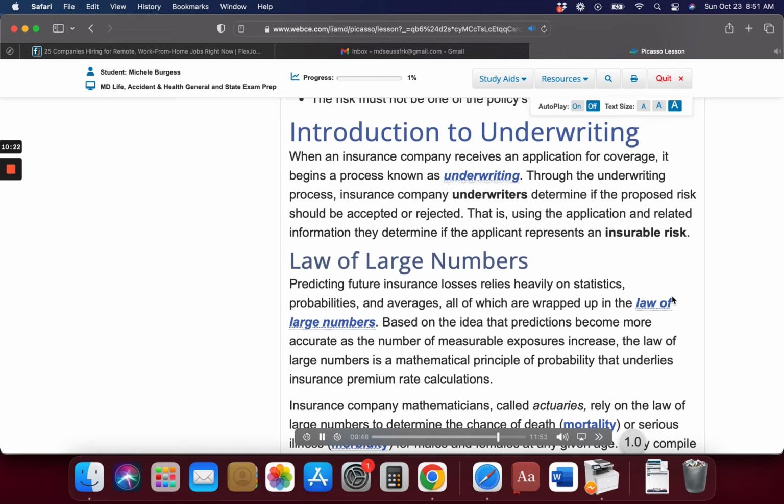Law of large numbers. Predicting future insurance losses relies heavily on statistics, probabilities, and averages, all of which are wrapped up in the law of large numbers.